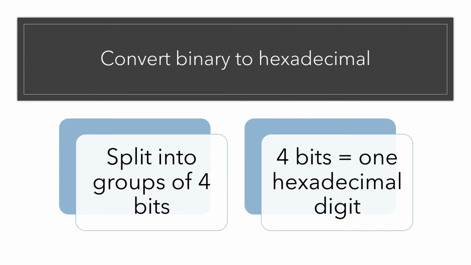And similarly, if we convert binary to hexadecimal, we can split the binary number into groups of 4 bits, and under each group of 4 bits write the equivalent hexadecimal digit, and that's it. Once again, we don't have to know the decimal value of the binary number.